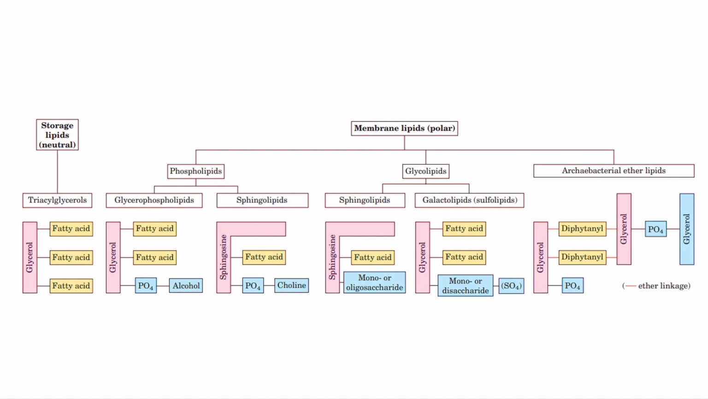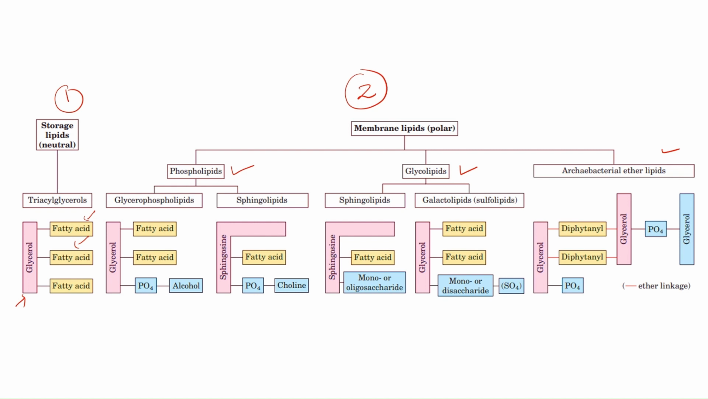So we have 2 types of lipids. We already studied storage lipids, and now we are studying membrane lipids. Storage lipids is triacylglycerol, that is, the backbone is glycerol, and all the 3 carbons are attached with fatty acids. Coming to membrane lipids, we have 3 categories: phospholipids, glycolipids, and archaebacterial ether lipids.